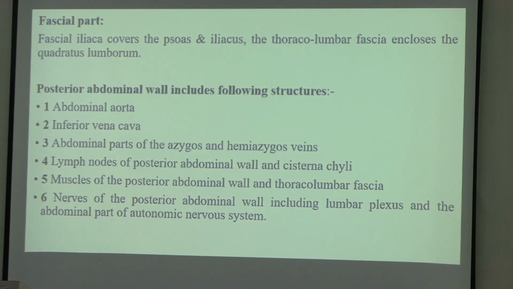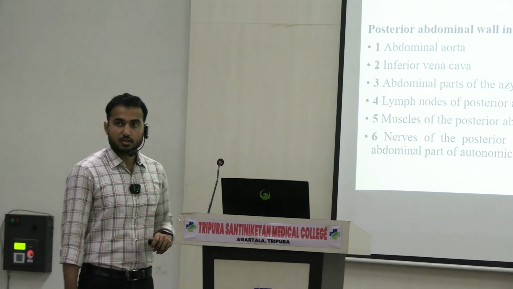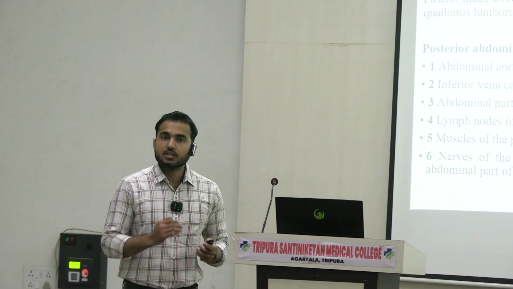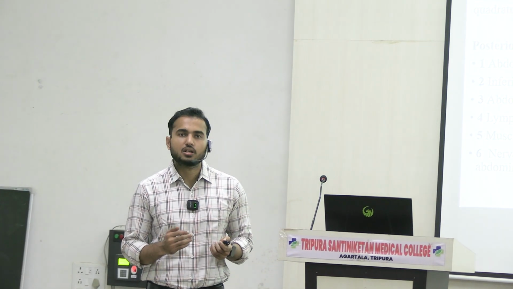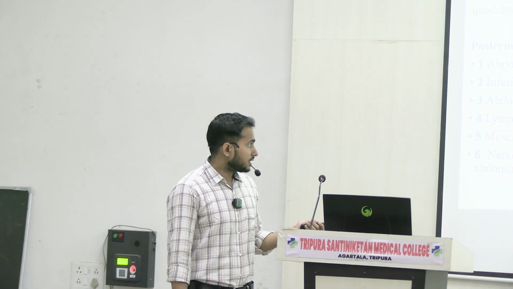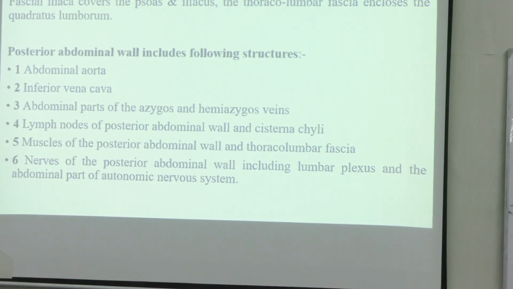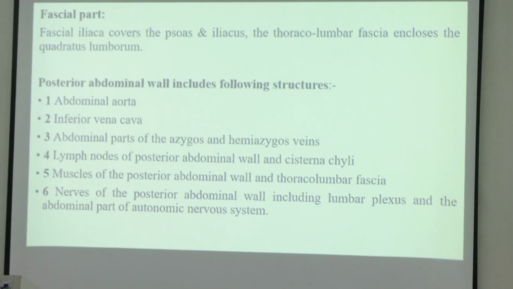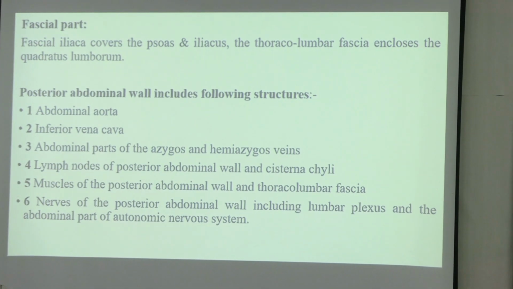Now in this class we will emphasize more on the abdominal aorta and the inferior vena cava. The remaining things you will see in the dissection hall. Apart from this, we will discuss the other structures in brief also. Tomorrow's lecture is on the lumbar plexus, so Shantanu sir will be taking the lumbar plexus tomorrow.